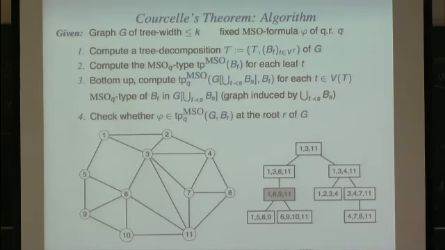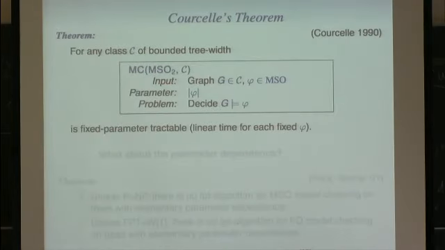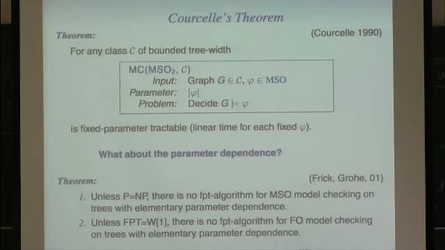Doing it this way. Well, it depends on how fine-grained you want your analysis. So the complexity is basically non-elementary in the size of the formula because the types grow very quickly. But you can't do much better. So what Frick and Grohe proved: unless P equals NP, there's no FPT algorithm for MSO model checking on even trees that only has an elementary parameter dependence.